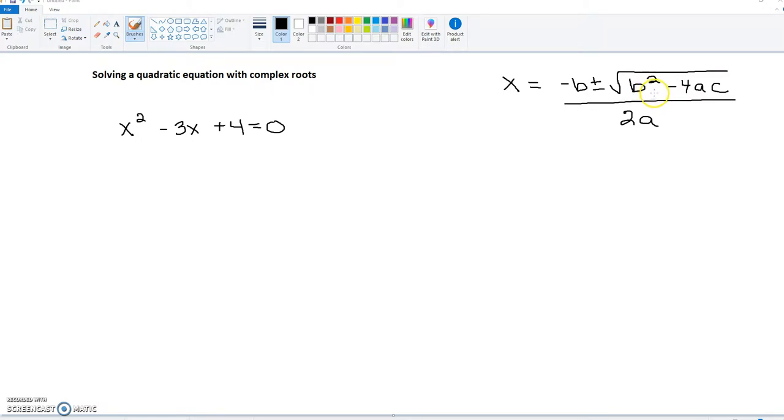It's negative b plus or minus the square root of b squared minus 4ac all over 2a.